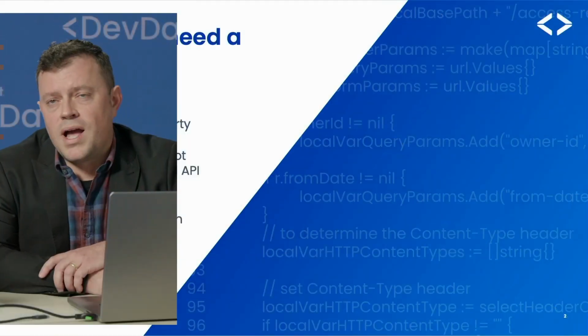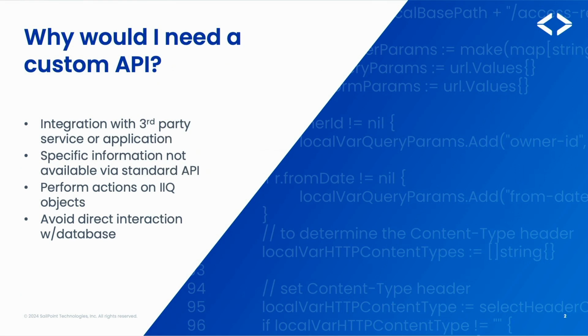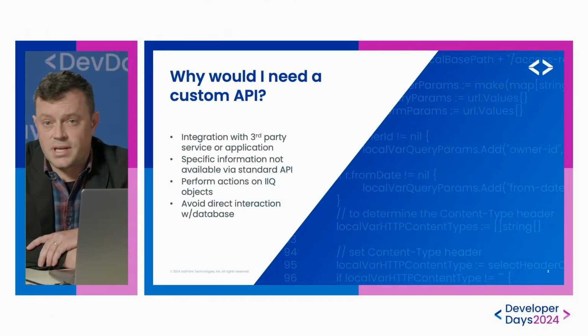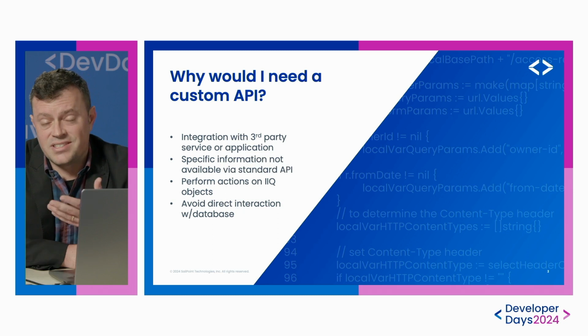So why would you need a custom API? Well, if you know Identity IQ and you know the APIs available, it's really limited to that SCIM interface and a couple of legacy APIs that have been around for years. The SCIM interface is great. It follows the specification, but it is limited in the types of objects you can retrieve. So if you want to do anything outside of those, you're kind of stuck.